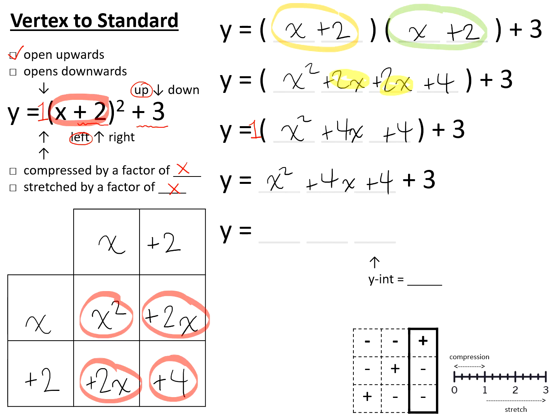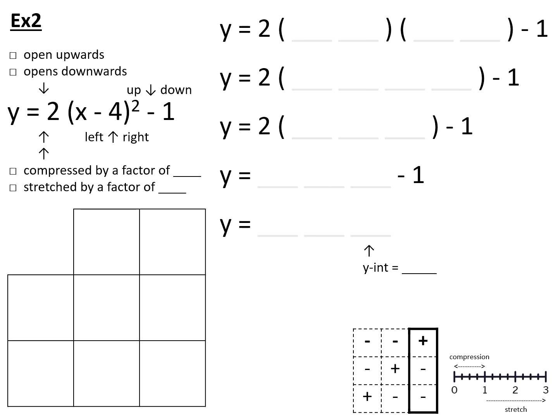Once again, you'll notice some more like terms. Positive 4 and positive 3 are like terms, and that can be simplified to just positive 7. The x squared and the positive 4x stay exactly the same. Therefore, we've just converted vertex form to standard form. Y equals x squared plus 4x plus 7. And if you recall, the last number in standard form tells you the y-intercept, and the y-intercept value would be positive 7.